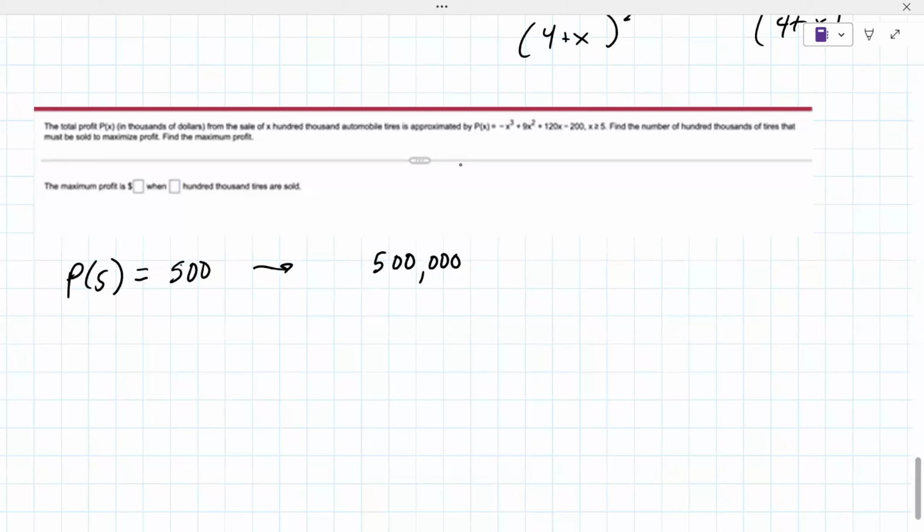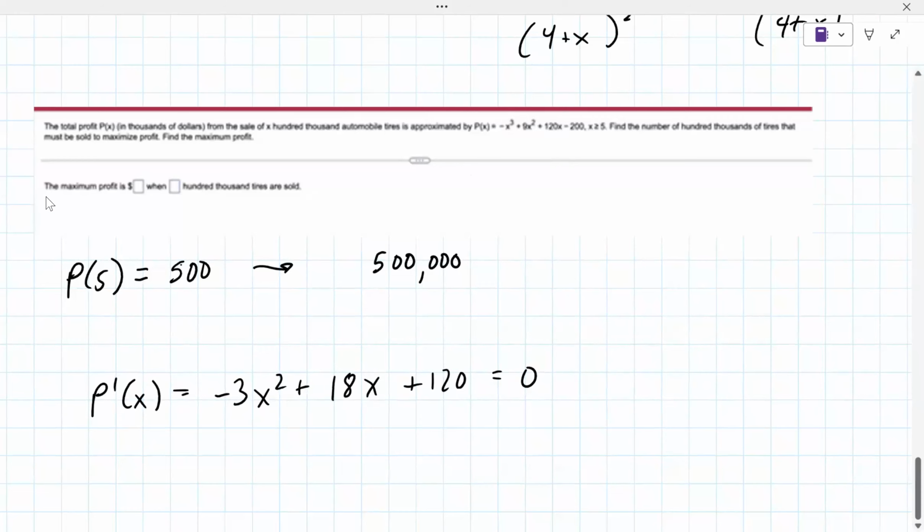So the next thing is to take a derivative, P prime of x. We're just using that power rule over and over again. The derivative of minus x cubed is minus 3x squared. The derivative of 9x squared is 18x. The derivative of 120x is 120.